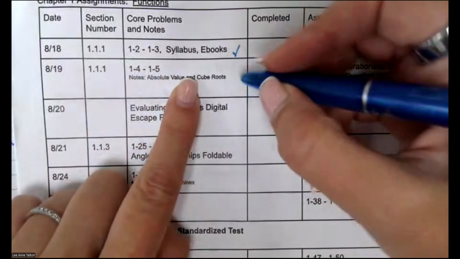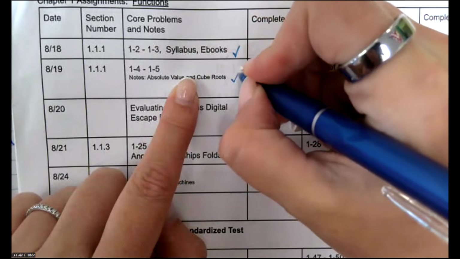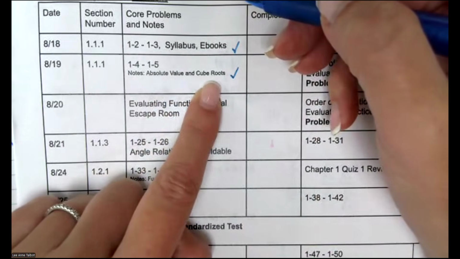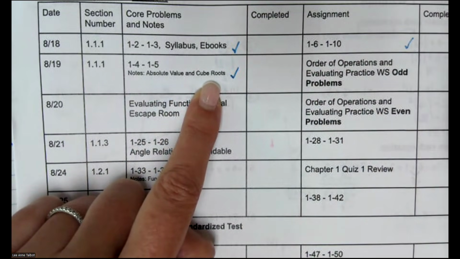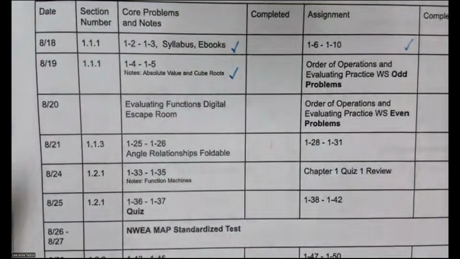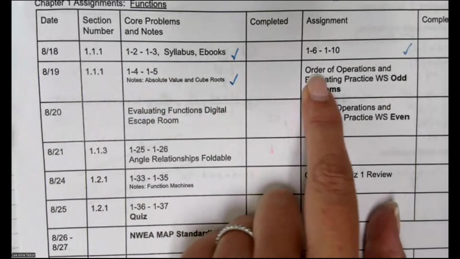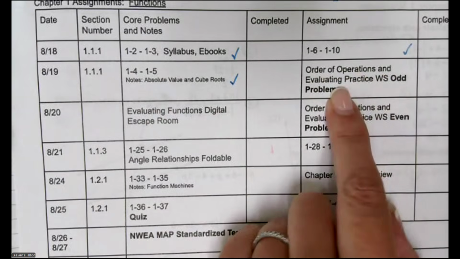Okay, so now we're done with this box. We did 1, 4, 1, 5, which was the puzzle. And then the absolute value and cube root notes. We did square root notes too, but cube roots were what I wanted to talk about specifically there. So this is done. And tonight's homework is the order of operations and evaluating practice worksheet odd problems.